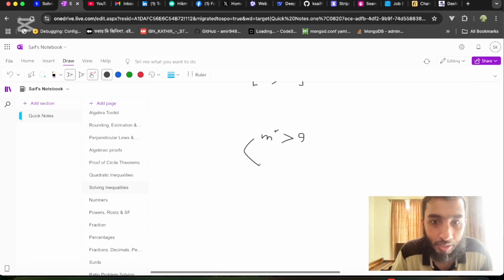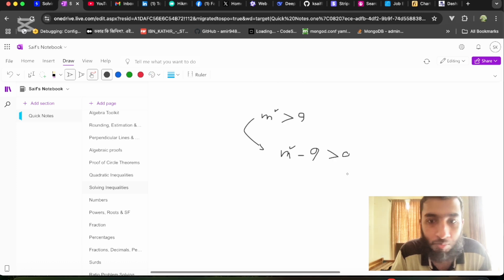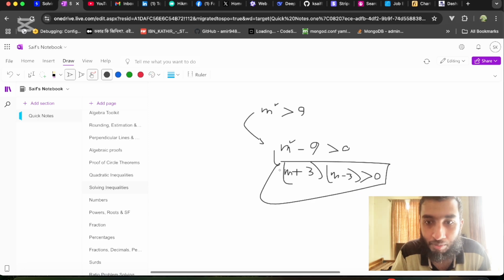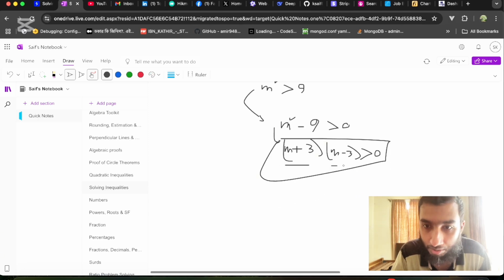So as usual, if I try to do the normal simplification, m square minus 9 is greater than 0, and if I apply the formula of a square minus b square, I get m plus 3 multiplied by m minus 3 is greater than 0. Okay, so up till now I have this for this inequality, m plus 3 into m minus 3 is greater than 0, where there are two terms here.